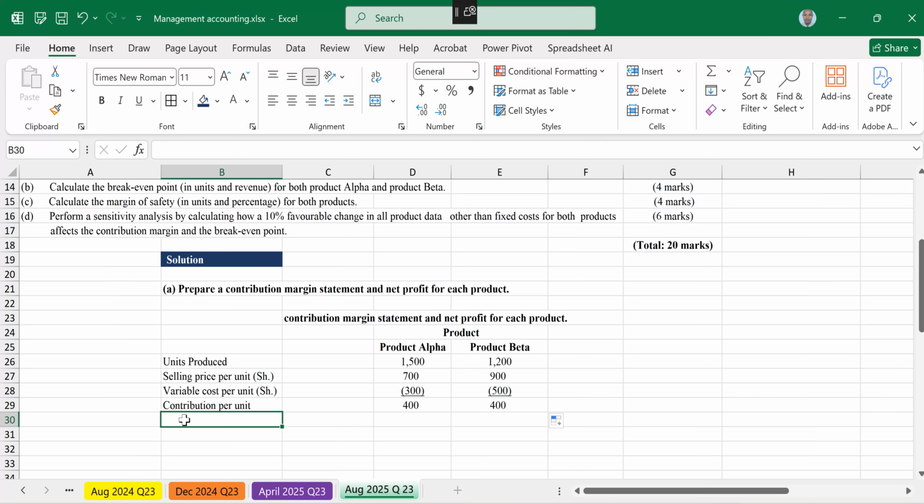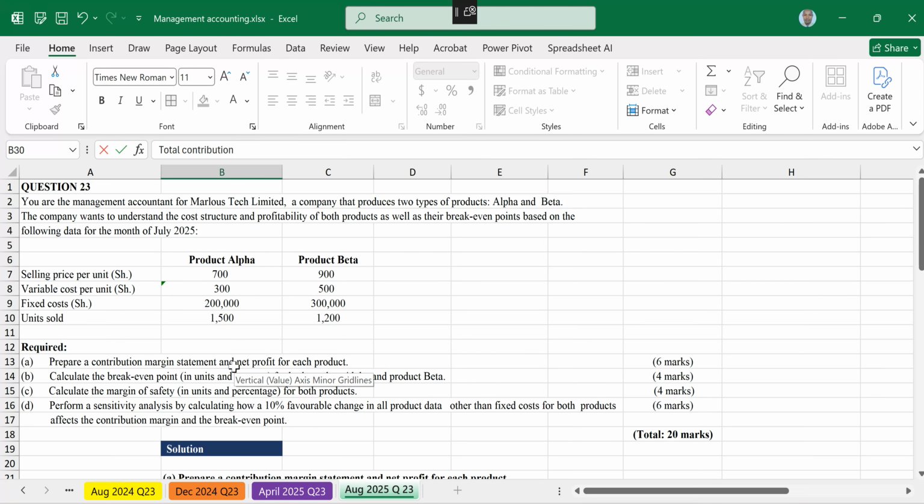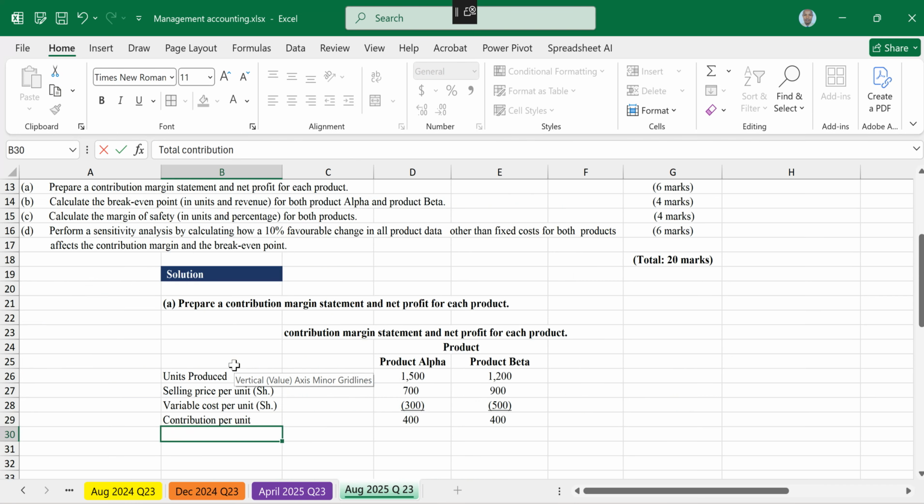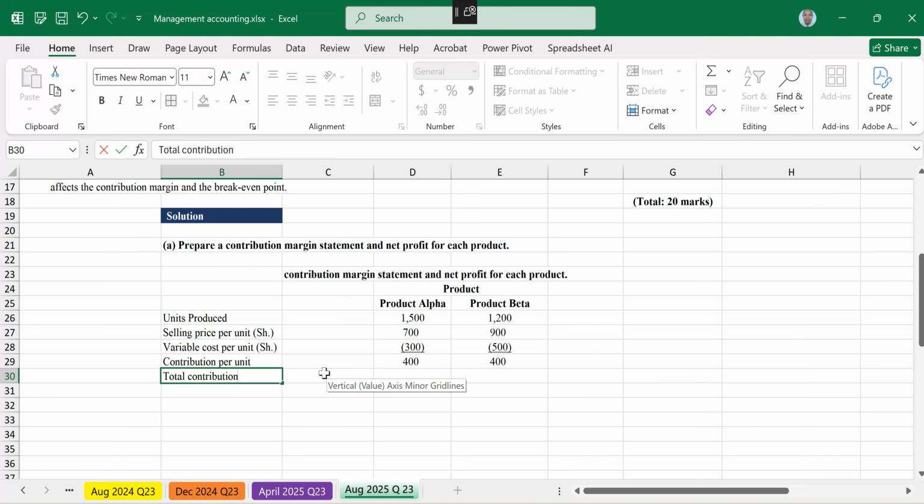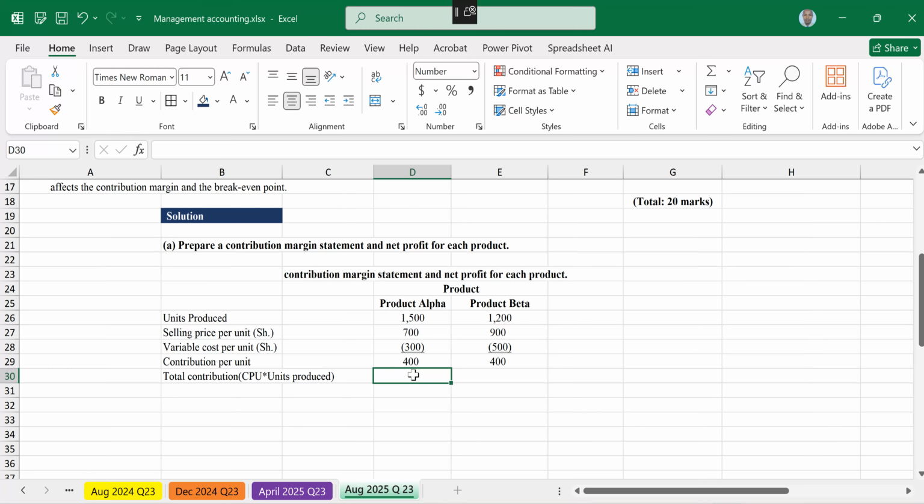Total contribution, and after that the fixed cost. Total contribution would be the contribution per unit multiplied by the units produced. That will be equal sign 1500 times 400. Enter, drag across.